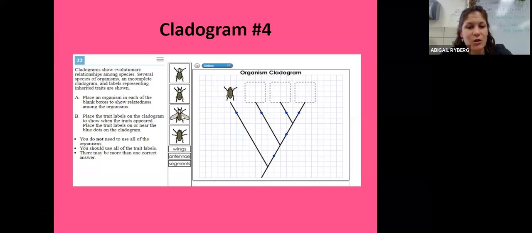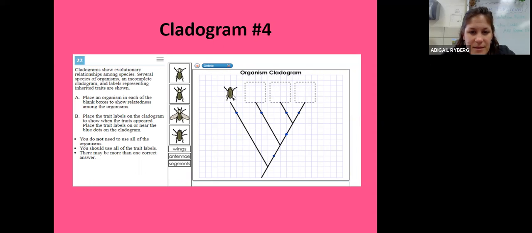So on the real test, you'll be clicking and dragging the organisms, and you can see that there's only 3 spots, but they gave you 4 bugs, and there are 3 traits, and they say you have to use all 3 traits. So what I did was look at the traits, and I tried to come up with one trait that I could plop here that this beetle did not have, but 3 of them do. And so the first trait I came up with here was segments.